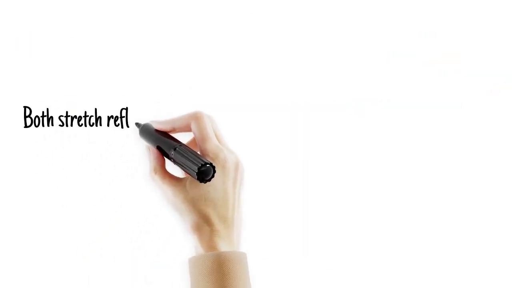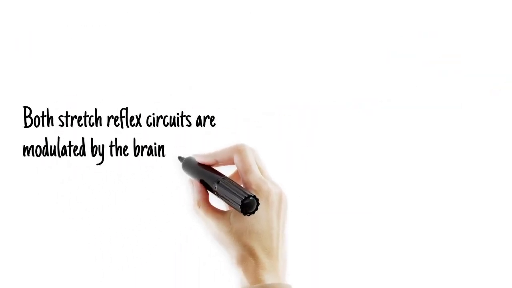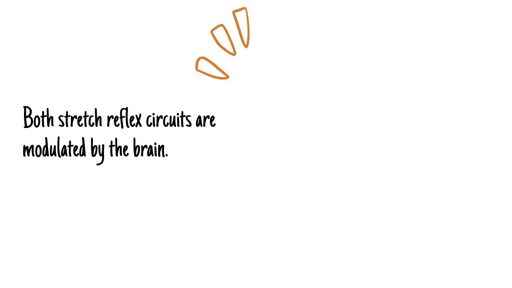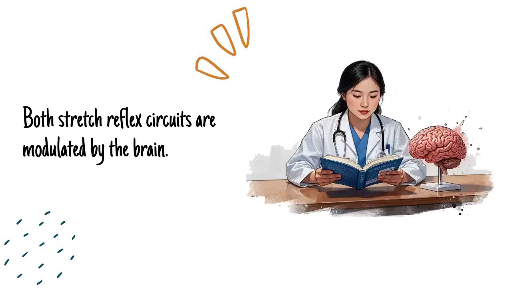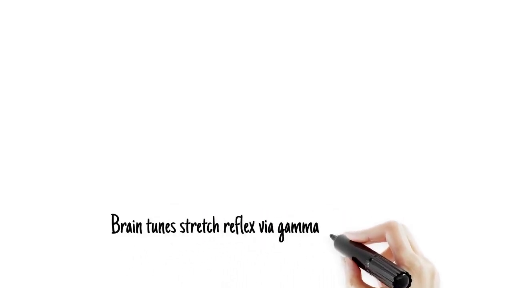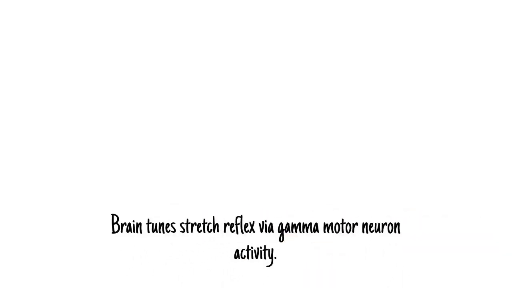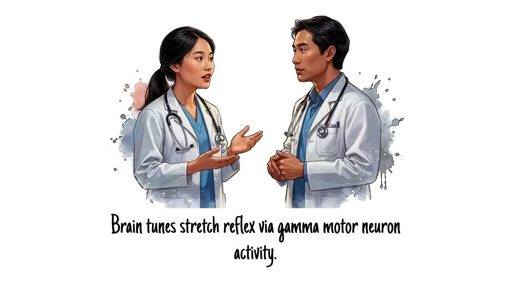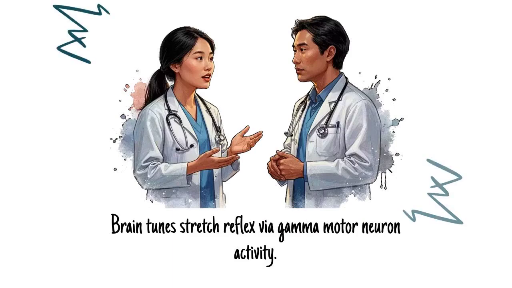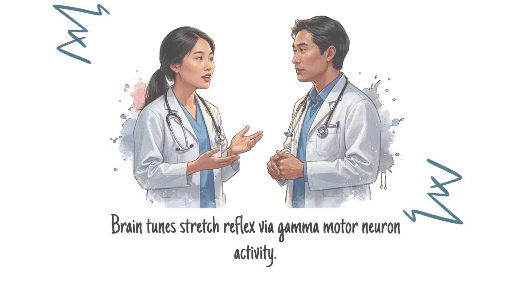What makes both of these reflex circuits even more sophisticated is that they are not fixed. They are continuously modulated by descending signals from higher brain centers. Both alpha motor neurons and gamma motor neurons are subject to this descending regulation. By adjusting gamma motor neuron activity, the brain can preset the sensitivity of the muscle spindle before a movement even begins, essentially tuning how hair-trigger the stretch reflex will be.